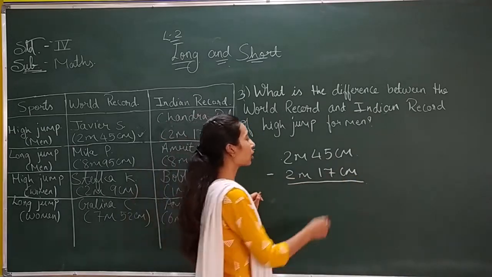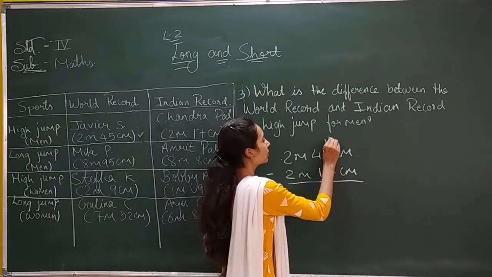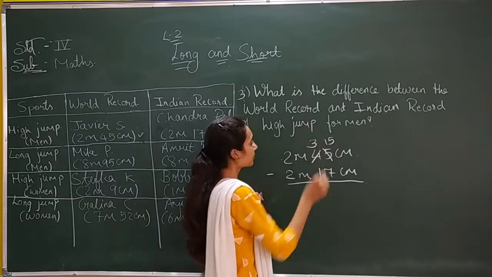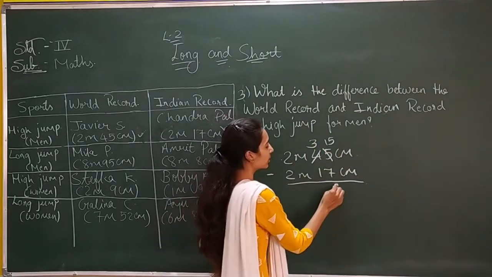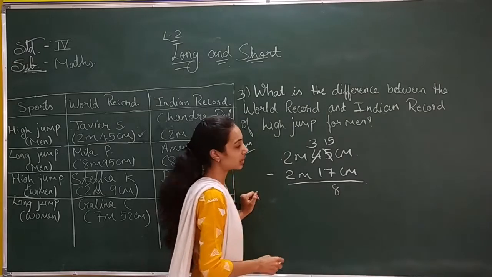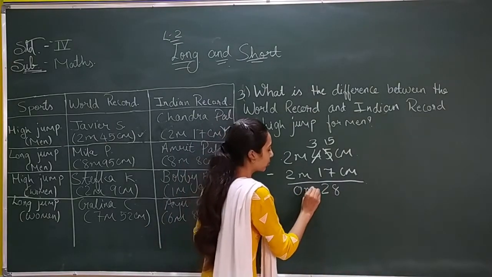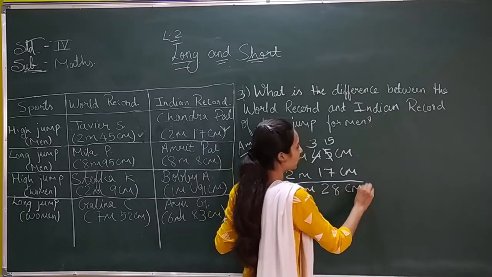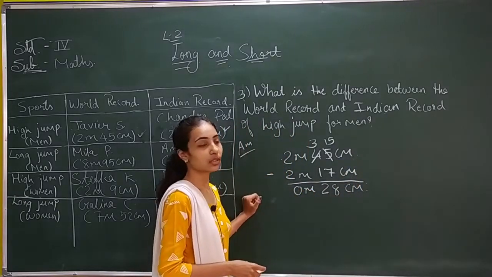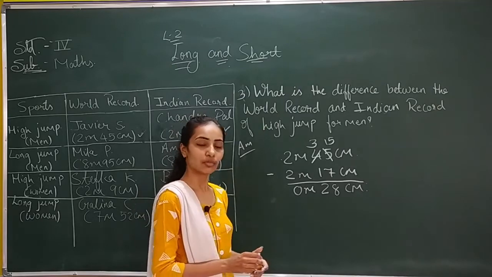5 minus 7 is not possible, so we will do borrow, and here 3. 15 minus 7 is 8. 3 minus 1 is 2, and 2 minus 2 is 0. So the answer is 0 meter 28 centimeter, the difference between Indian record and world record.